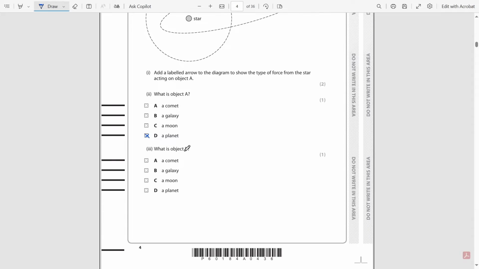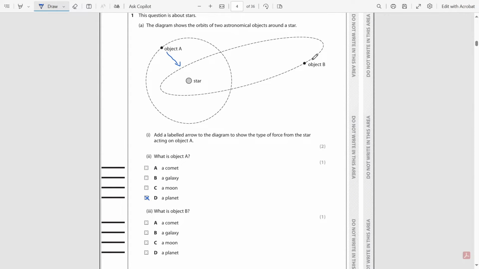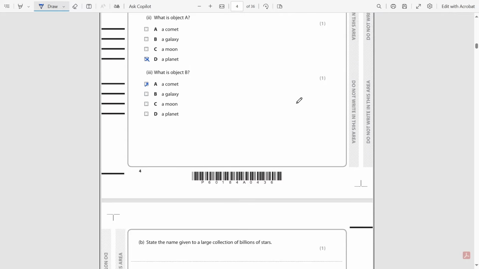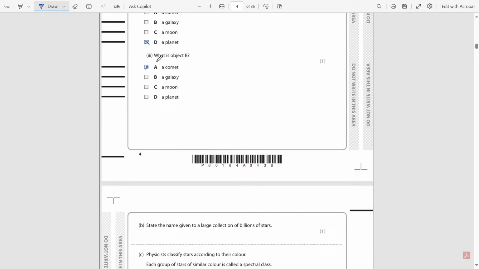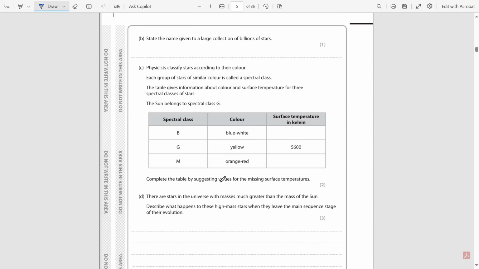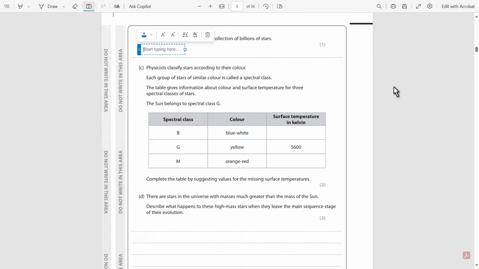Okay, what is object B? It's a comet, because it has a very elliptical orbit. It can't be any of the other things, because planets are supposed to have a pretty circular orbit around a star. State the name given to a large collection of billions of stars. The name for a large collection of billions of stars is a galaxy. Oops, I can't spell. Galaxy.